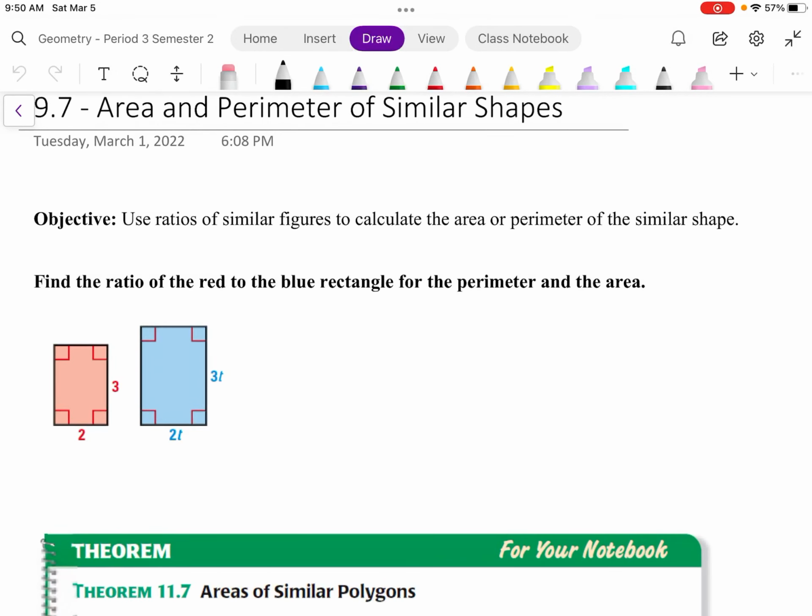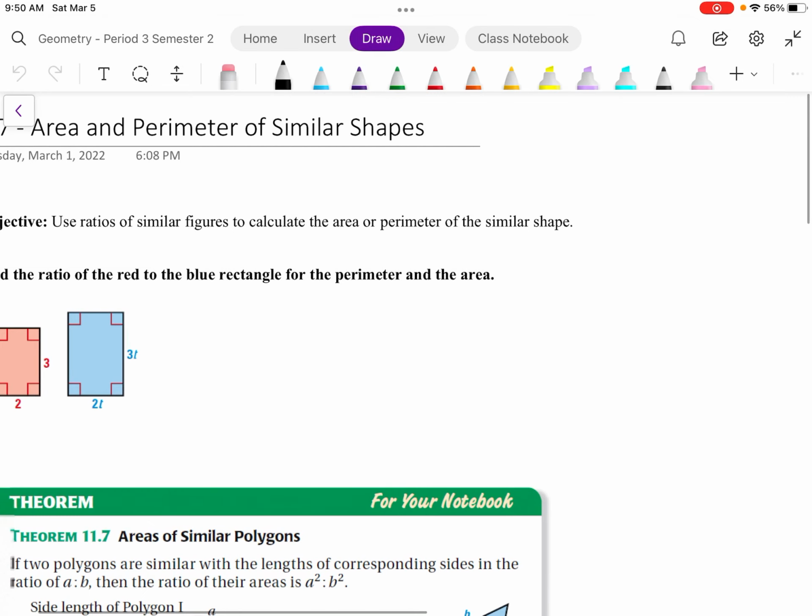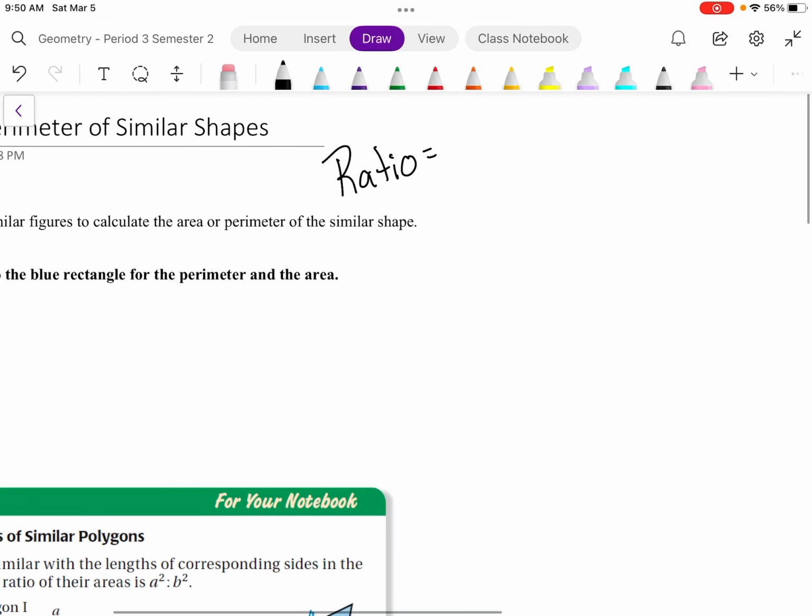9.7, we're going to go over area and perimeter of similar shapes. So today we're going to be using ratios of similar figures to calculate the area or perimeter of a similar shape. And remember, when we're doing a ratio, the shape we're going to goes on top, and the shape we're going from goes on the bottom.